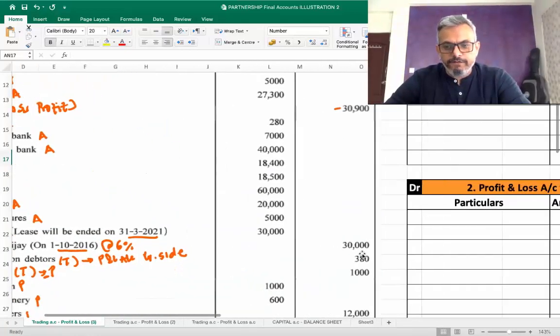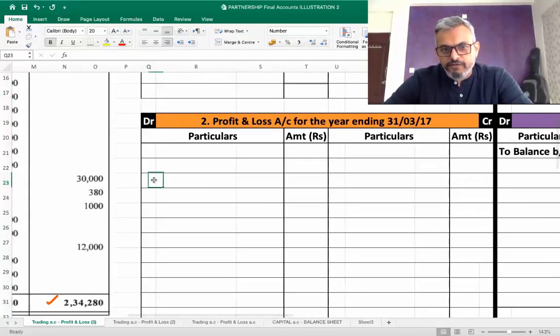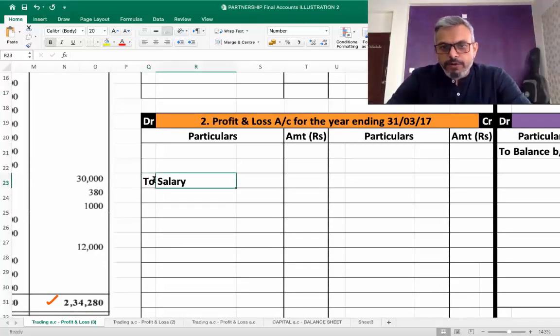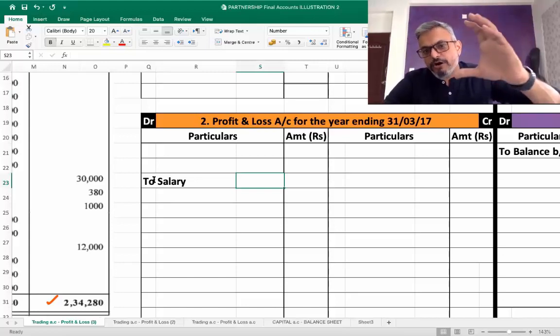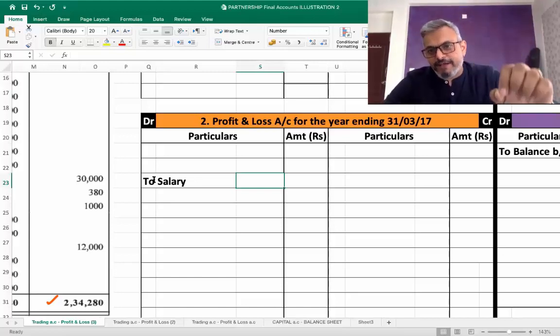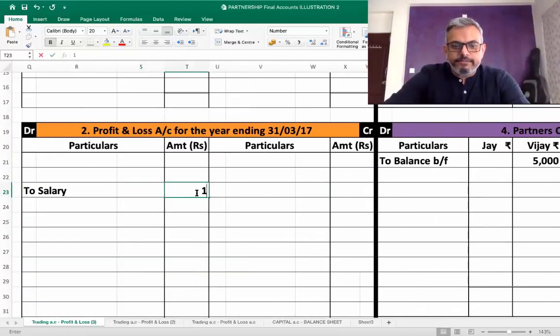Salary 18,500, profit and loss account. We always have to take care to keep the first two lines blank. Here we know it is gross profit. After adjustment also we know amounts are small, it's going to be gross profit, but always have a habit of leaving two lines blank. You can use them later in the sum in case you are not able to properly adjust some effects in the format. So to salary 18,500.